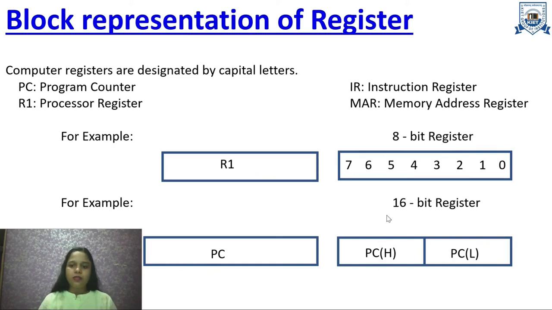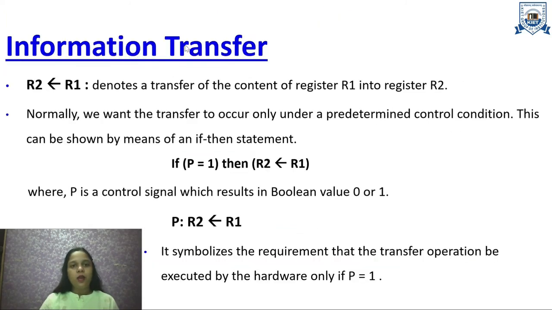If it is a 16-bit register, then the lower 8 bits will be the lower bits and can be written as the register name with L in parentheses. If these are the higher 8 bits, then the register name with H in parentheses for higher bits. Here we saw how to transfer information from one register to another. To transfer information from one register to another, we use this arrow operator. If it is condition based, which normally it is, then the control function is written here, then a colon, and then the micro operation, what is to be done next.